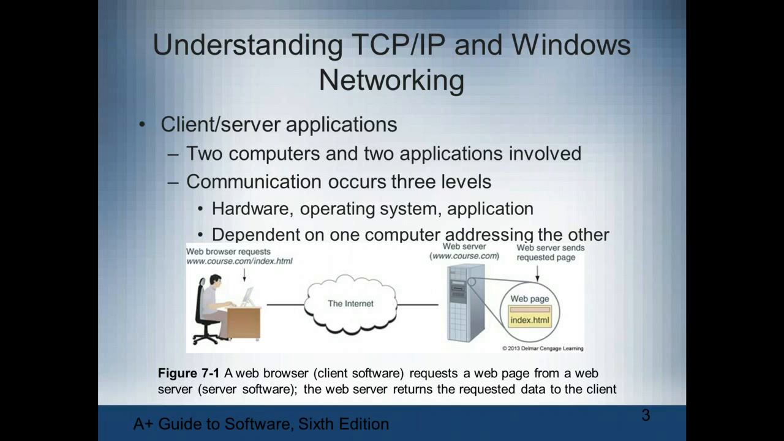So 2 computers and 2 applications are involved in this. They occur at 3 levels: the hardware, the operating system, and the application. Dependent on one computer addressing the other, we have to be able to get from point A to point B. And the addressing that it's going to use is going to be IP addresses. You can find out what the IP address of the other system is if you ping it by name, and you will get a response back. That then gets put into the DNS cache and is stored there until you either flush it or restart the computer.